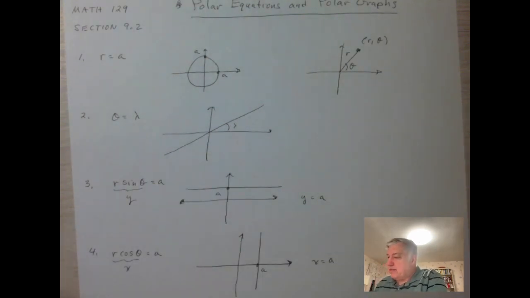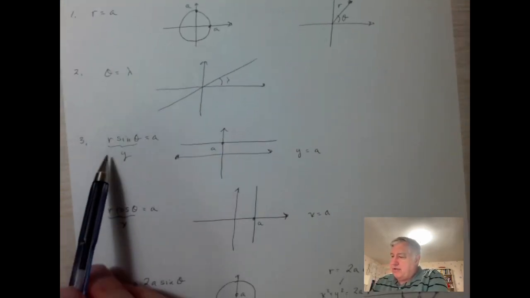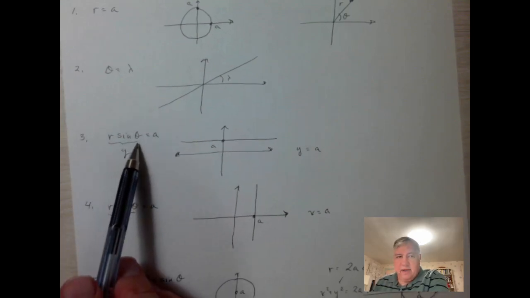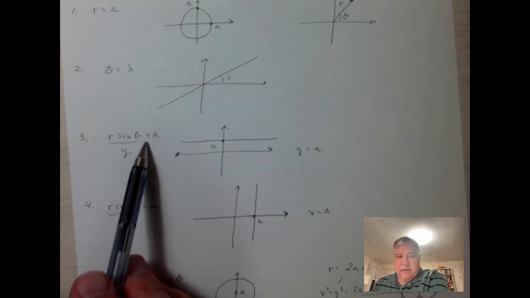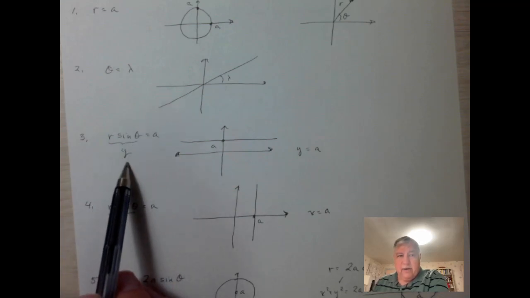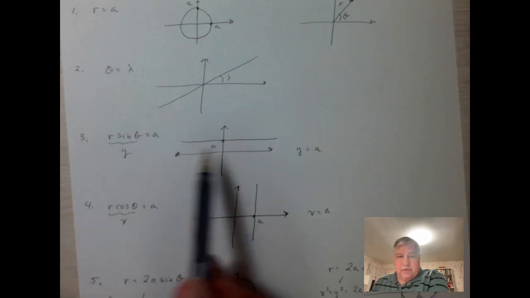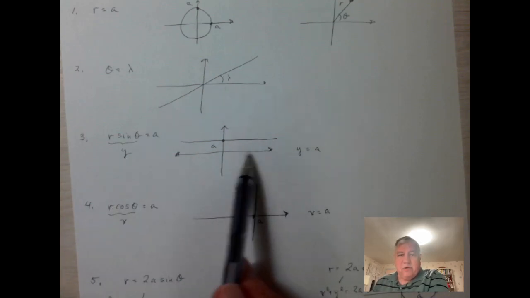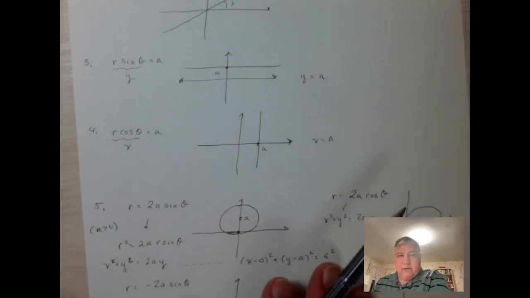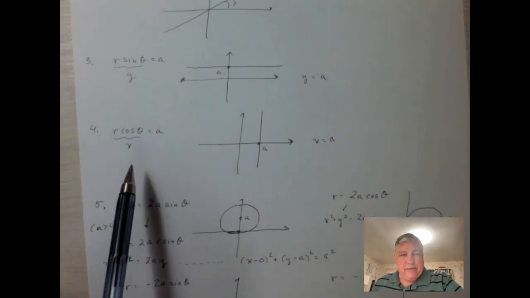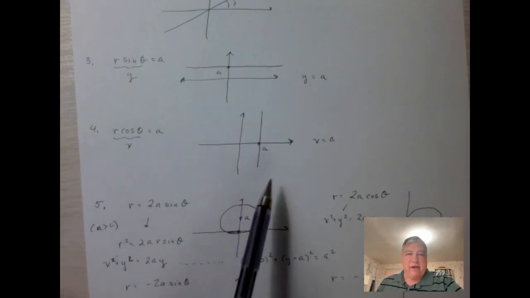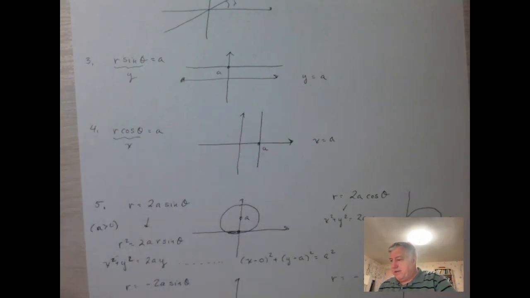We also saw that if we have an equation like r sine theta equals a constant, that looks kind of intimidating until you realize r sine theta is just y from our conversion equations. And so this is just the graph of y equals a, which is a horizontal line. So this always gives us a horizontal line. And r cosine theta equals a gives us a vertical line, because r cosine theta, remember, is x. So we get this vertical line, x equals a.